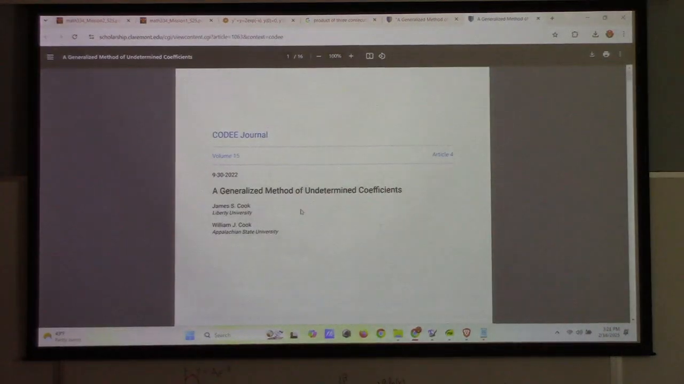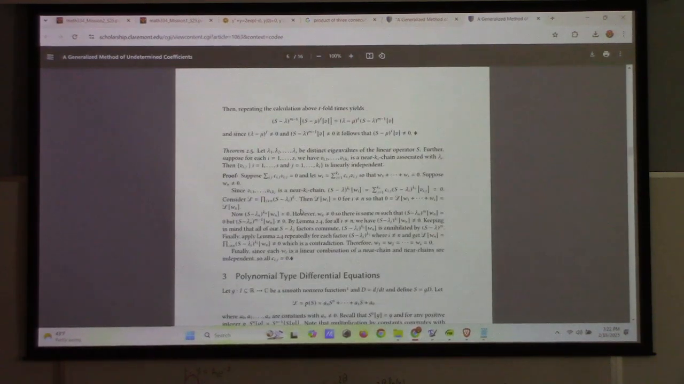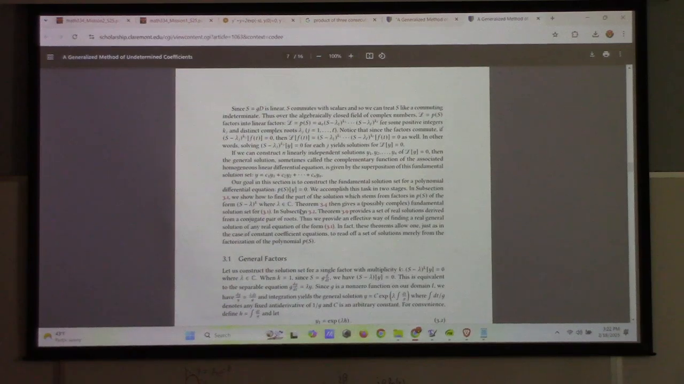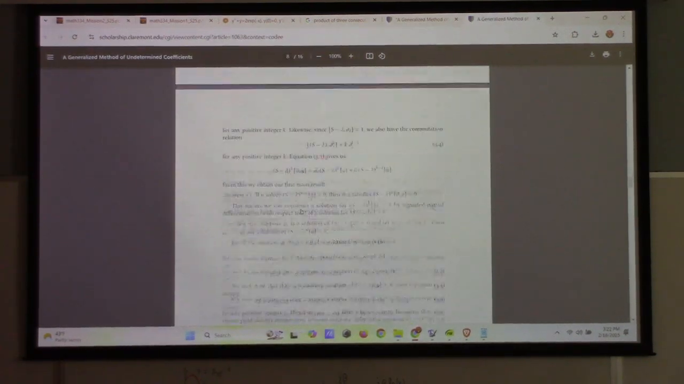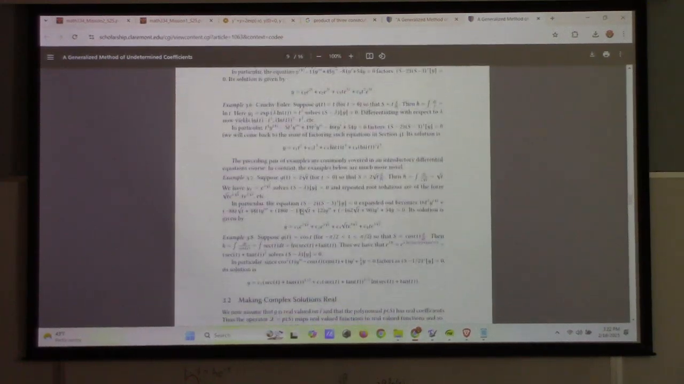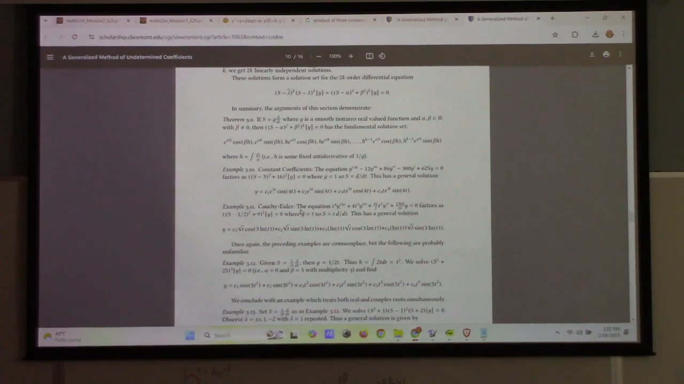Generalized method of undetermined coefficients. So this is a paper I wrote with my brother. In this paper, we show that the method of undetermined coefficients generalizes for an arbitrary polynomial in a first-order operator. So, if you work at it, you can. Here, I'll just show you the problems we solve. So, if I can get to the problem we solve.